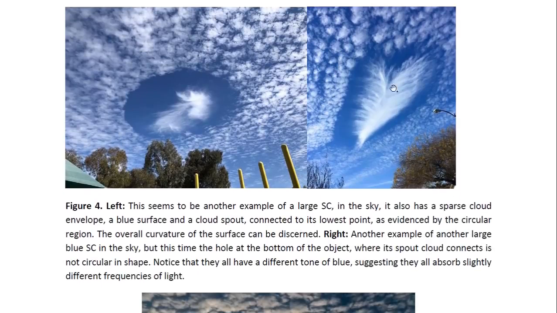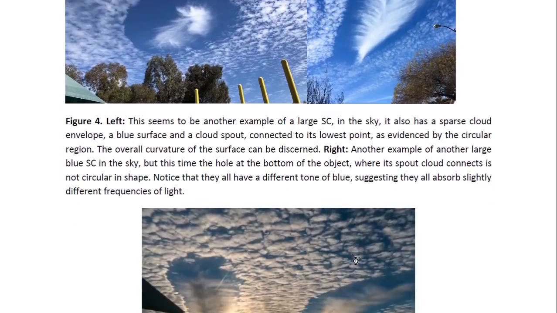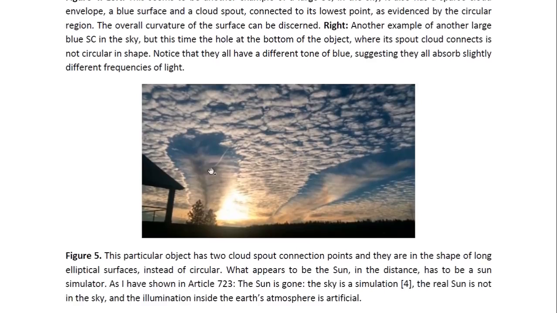And you can see some more examples of that. So there does seem to be, these objects do seem to come into the Earth's atmosphere now and then and create this kind of effect. This one has, again, the spout cloud connection here, but it's not even circular. It seems to be into a heart kind of shape there. And this one seems to have two spout connections, and they seem to be elliptical in shape, these two surfaces.